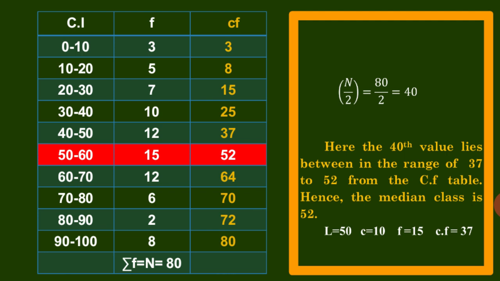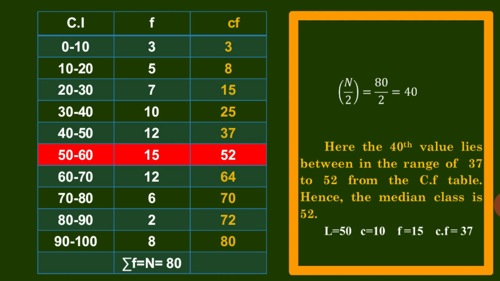The last one, CF. CF is the cumulative frequency of the class preceding the median class. Our median class value is 52. The preceding cumulative frequency value is 37. Therefore, our CF value is 37.